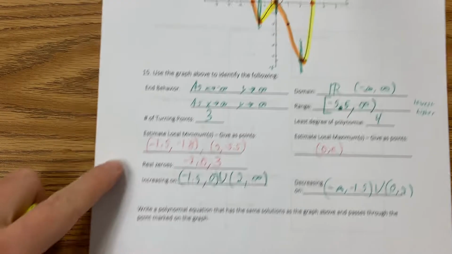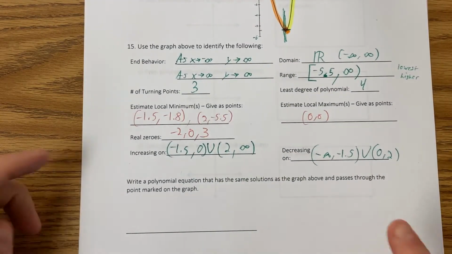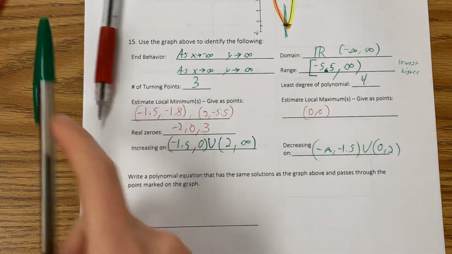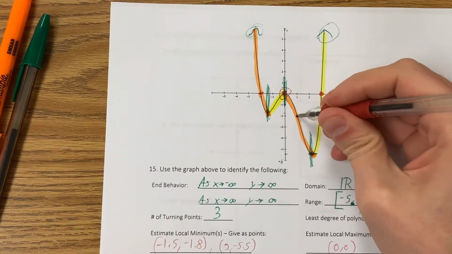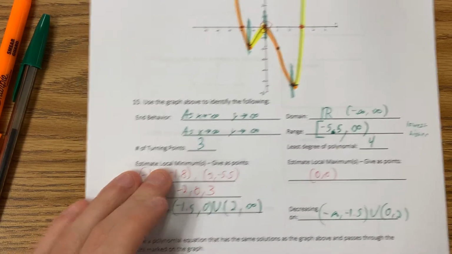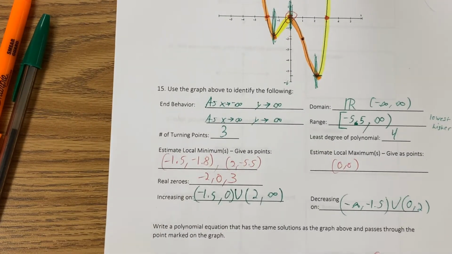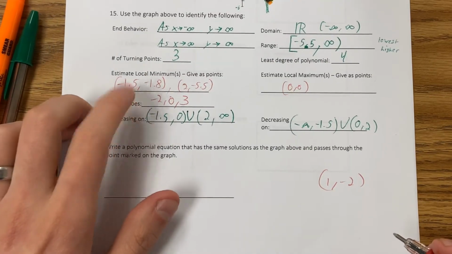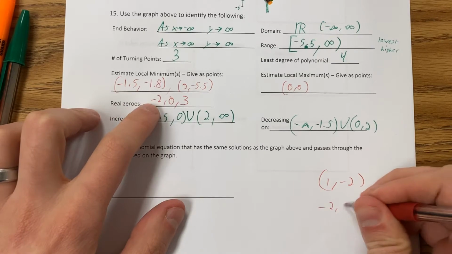So then it says to write a polynomial equation that has the same solutions as the graph and passes through the point marked on the graph. The point marked on the graph was 1, negative 2. I'll just write that down. That's useful later. Okay. The next thing you need to know is the zeros. The zeros, negative 2, 0, and 3.